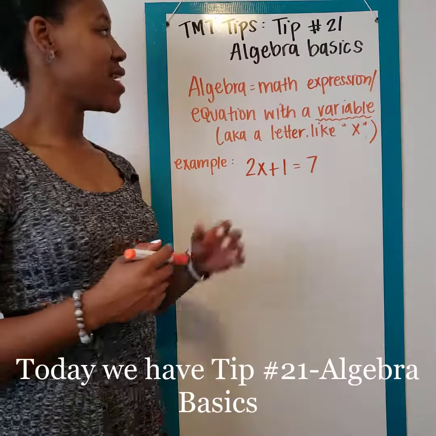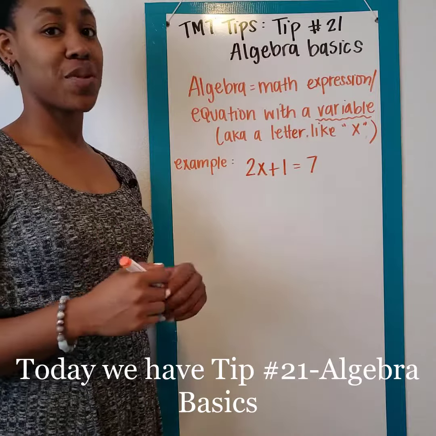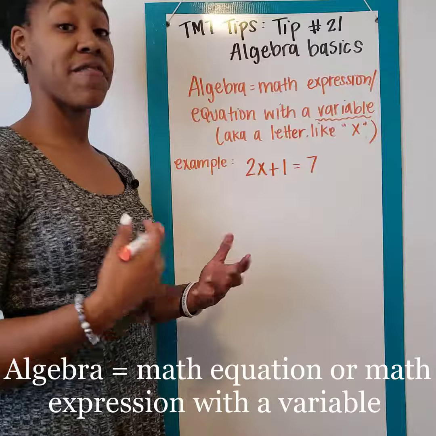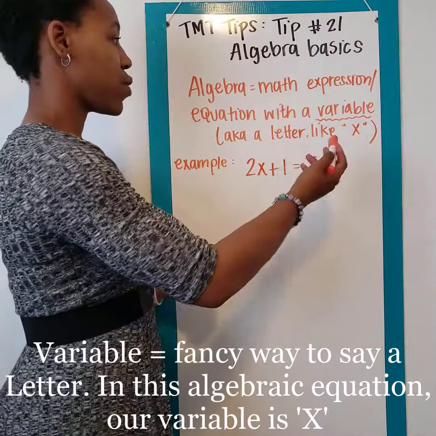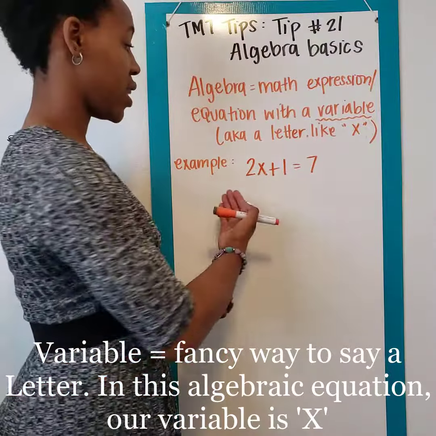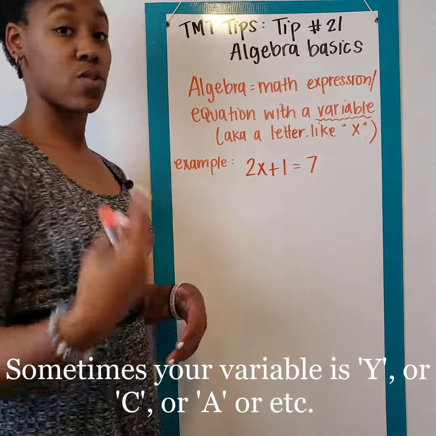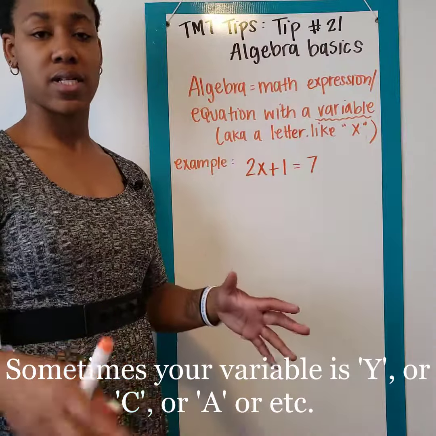My name is Donia. Today we have tip number 21, Algebra Basics. Algebra can be a math equation or a math expression with a variable. So a variable is just a fancy way to say a letter. In this algebraic equation, we have the letter X. Sometimes it's Y, sometimes it's C, A, etc.